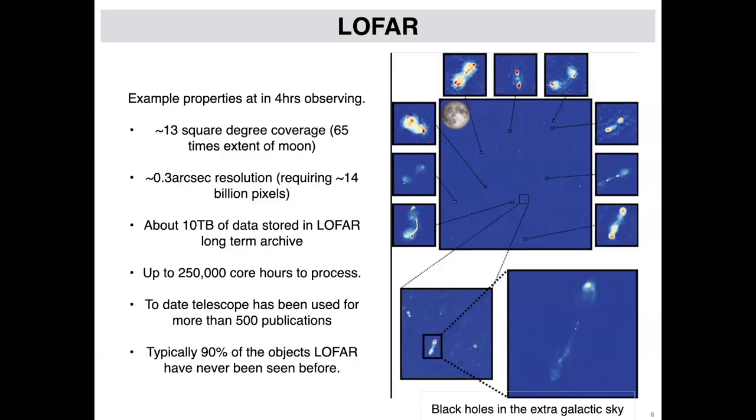So what are the capabilities of LOFAR? Well, in 4 hours of observing, we can observe about 13 square degrees, which is about 65 times the extent of the moon. So in about 10 to 12,000 hours, we can observe the whole northern sky. With each of these 4 hour data sets, we need to create an image, which requires quite complicated data processing, and even this image alone contains 14 billion independent pixels.